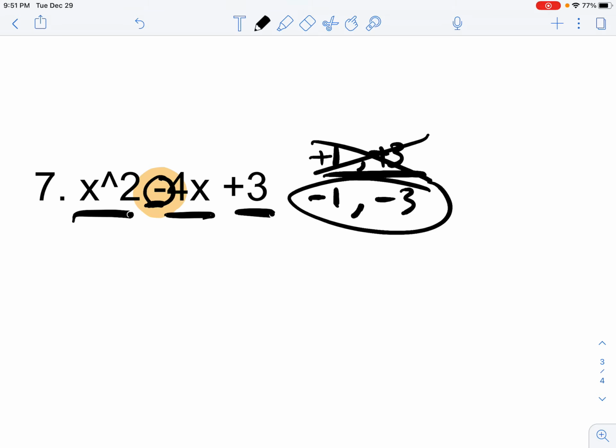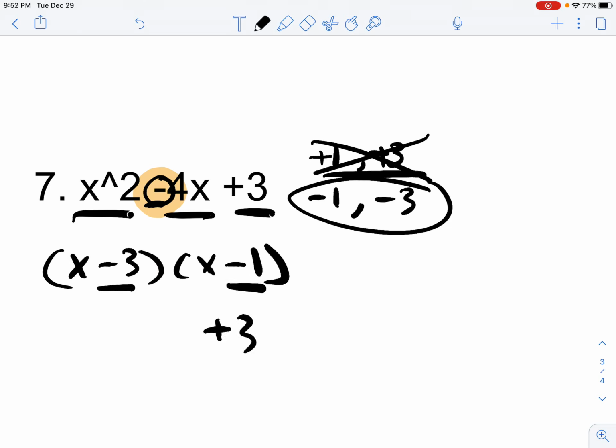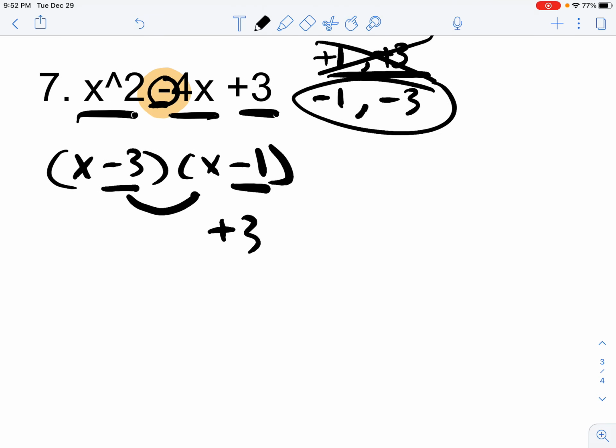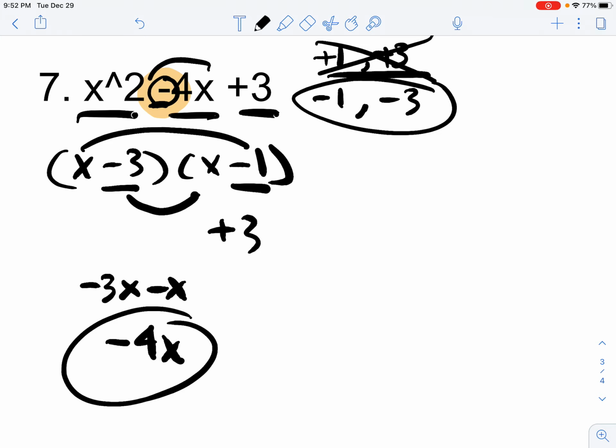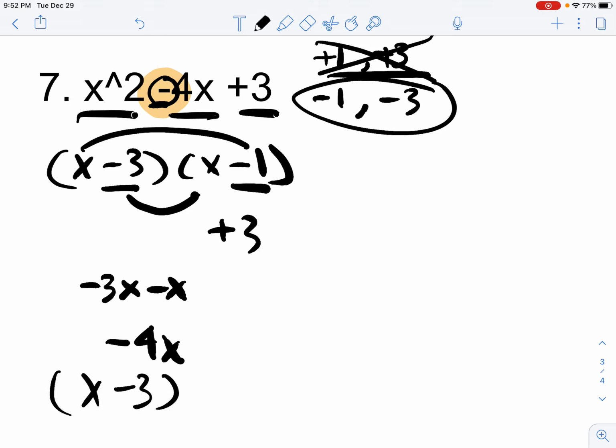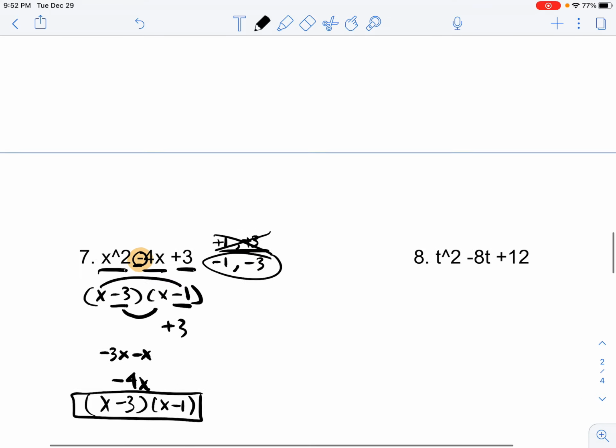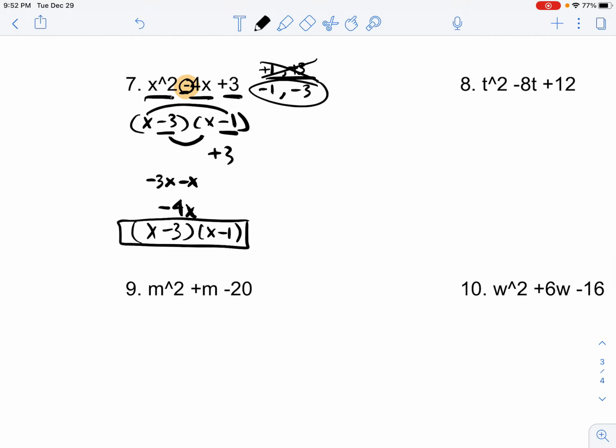Now let's try negative 1, negative 3. X minus 3 times x minus 1. Negative 3 times negative 1 is positive 3. But if we add the in-between terms, you get negative 3x minus x, which is negative 4x. And that's actually this term over here. So what we can say is that x minus 3 times x minus 1 is the factored form of x squared minus 4x plus 3. And that would be our answer.